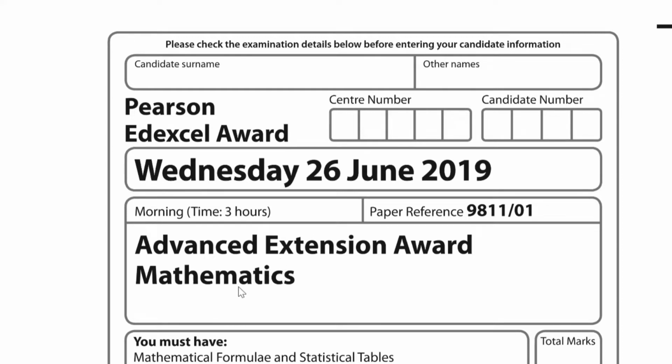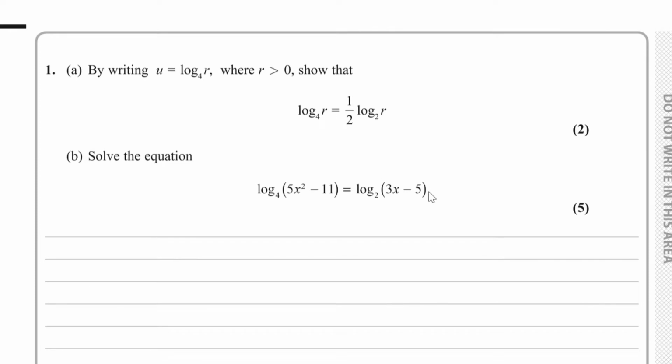This is the Edexcel Advanced Extension Award Maths paper from the 2019 series. Question number 1. By writing u equals log base 4 of r, where r is greater than 0, we have to show that log base 4 of r is equal to 1/2 times log base 2 of r.